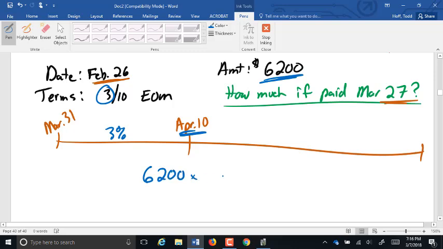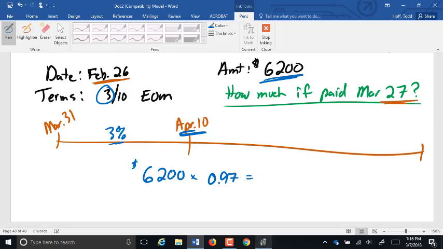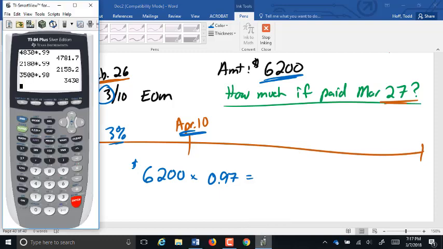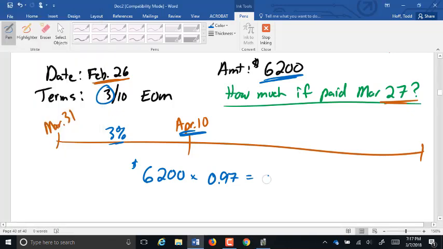So what are we going to do with that? We're going to take our 6,200 times what? 0.97. Good. 100 minus 3 is 97%, which is going to give us $6,014, I believe. It is $6,014 paid. Any questions?